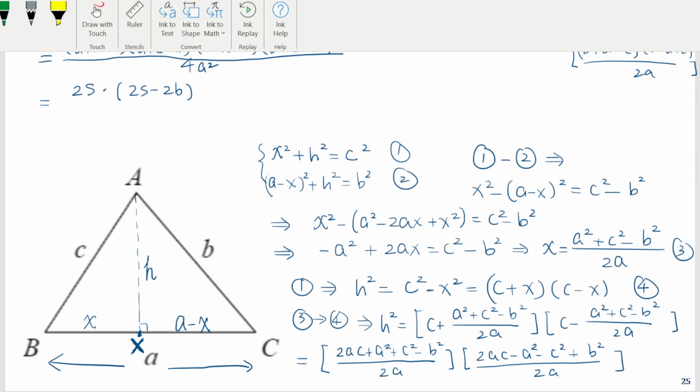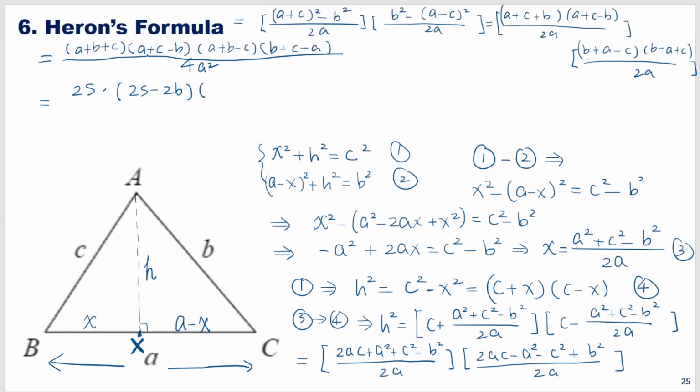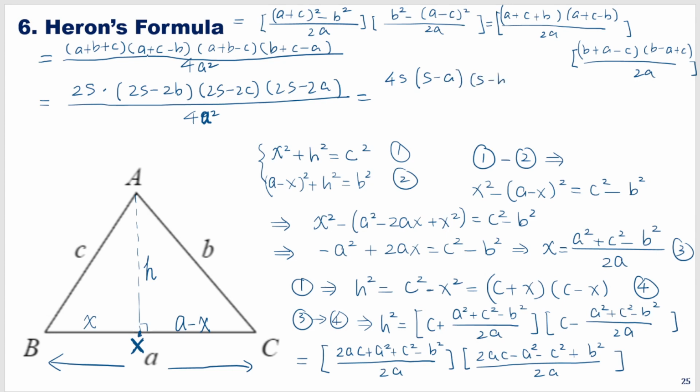And using the same method, we can also rewrite a plus b minus c. A plus b minus c is 2s minus 2c, and the last one, b plus c minus a, is 2s minus 2a, right? Over 4a squared. Then that can be simplified to, okay, in this case we have 4s times (s minus a) times (s minus b) times (s minus c) over a squared, right? Can you see that?